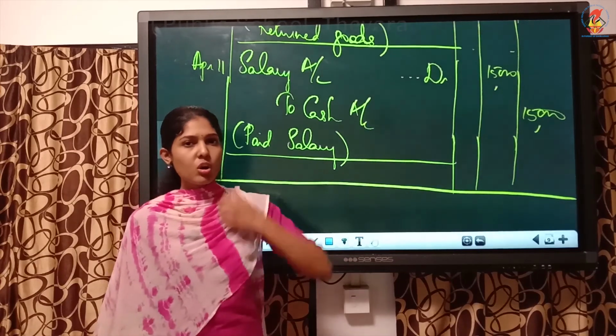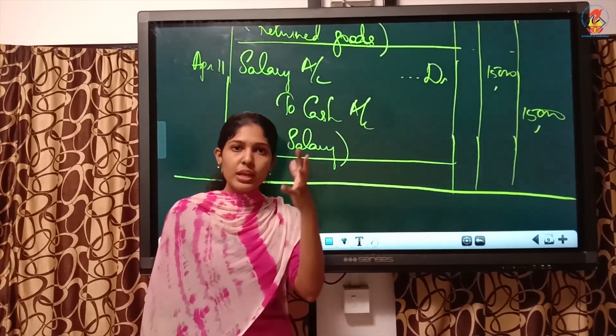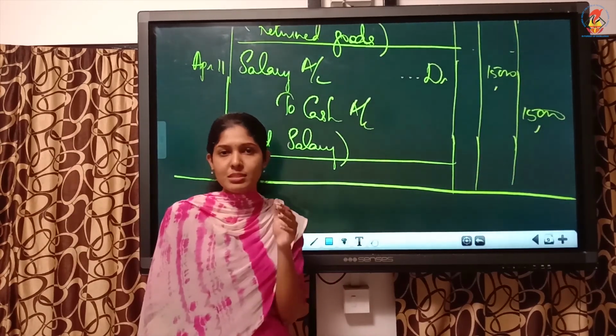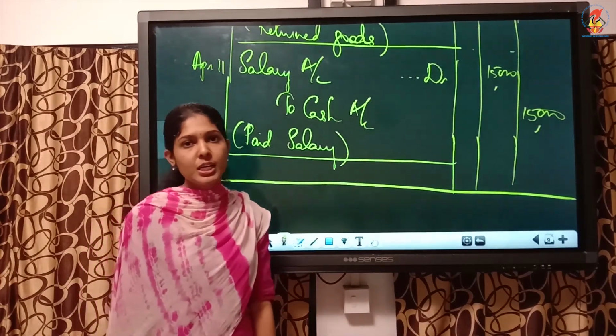So in these two accounts, almost the transactions were similar. Now you would have understood at least the basic transactions, basic entries. So be thorough with these entries and always draw the format before you write the journal entries.